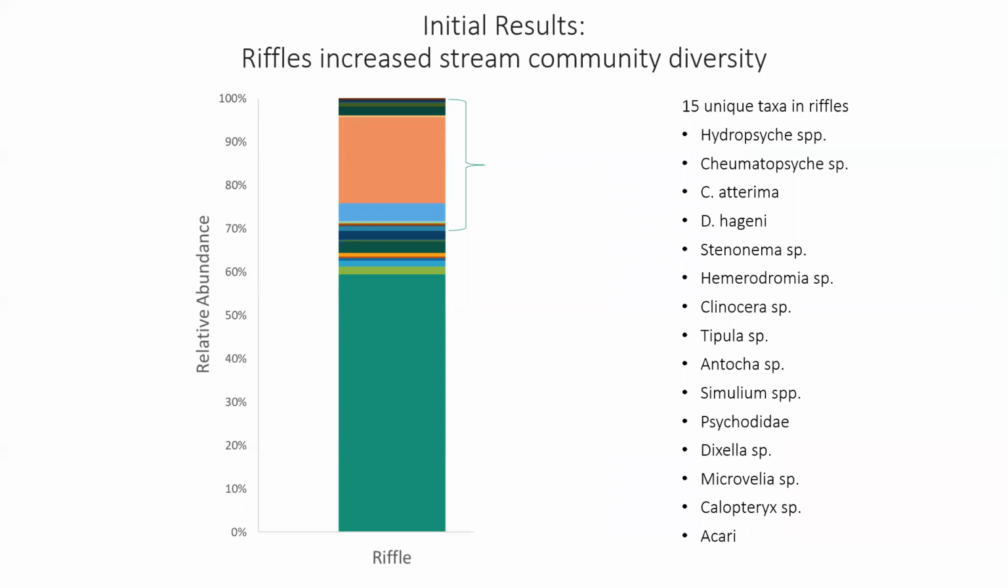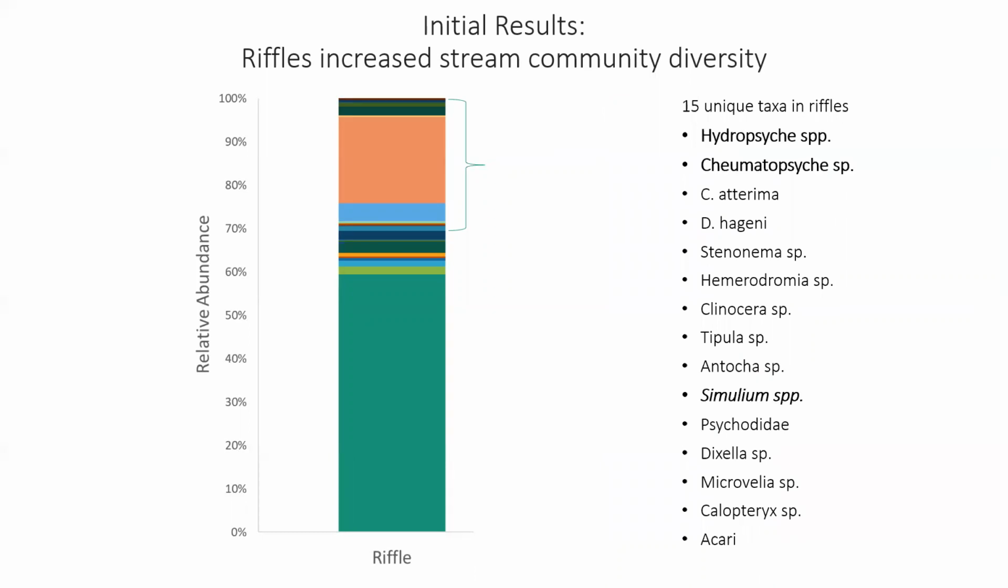Of those 15 unique taxa in our riffles, 3 genera currently have literature documenting that their oviposition behavior requires rocks as a substrate to attach their eggs to. The oviposition behavior of the remaining 12 taxa are unknown, and as a whole, specific documentation of oviposition behavior of most taxa is rare.